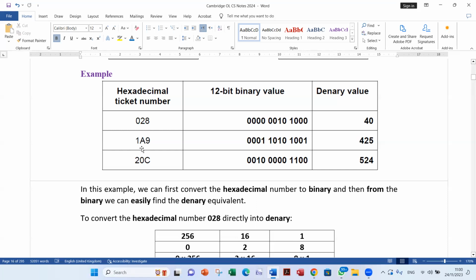Okay, again, 1A9. So the 1 goes here as 0001. The A is 10 and it is 1010. The 9 is 1001 because it is 8 plus 1. And it is up to you to put here 1, 16, 256, multiply and add to get to that.